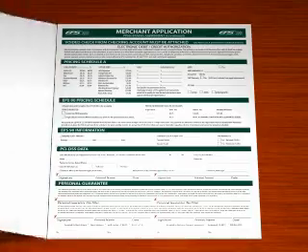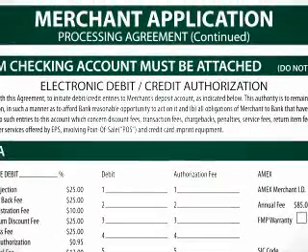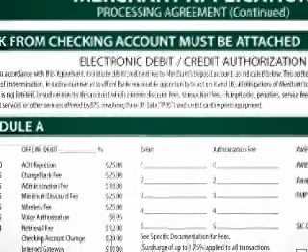Page 2 of the Merchant Processing Agreement. This page lists a schedule of all fees that can be charged to the merchant. All fees that EPS can charge are listed on this page. The merchant is authorizing EPS to initiate credits, this is the way that we pay the merchants, and debit authorizations to the merchant's account for any and all fees disclosed.